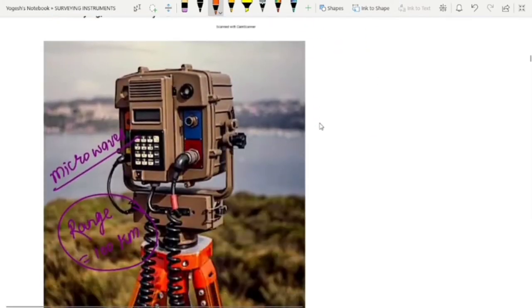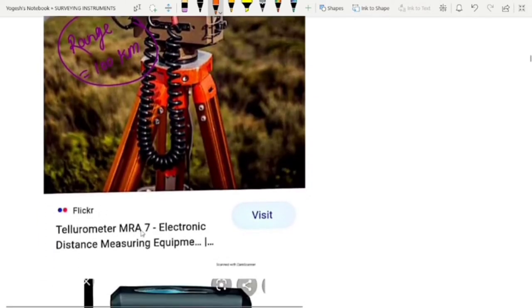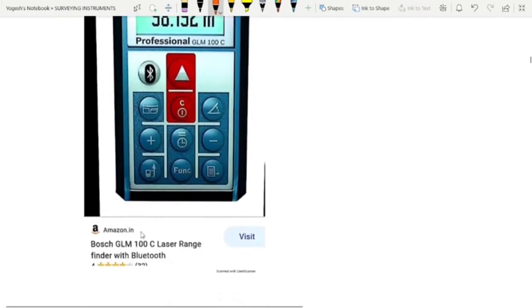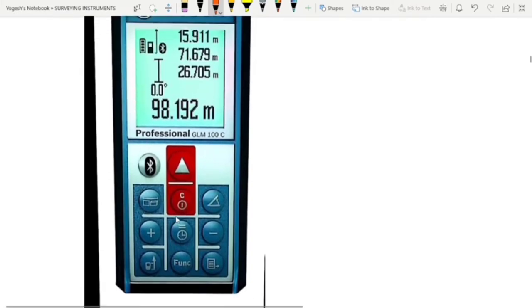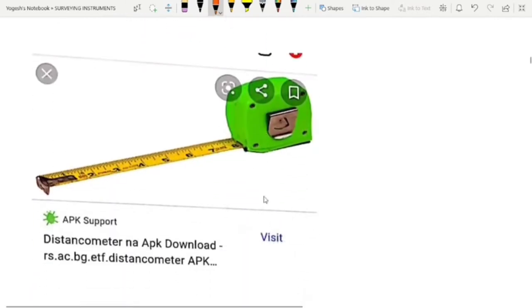This is the tellurometer, whose range is basically 100 km, which uses microwaves as its carrier waves. This is basically the range finder also. This is a company, Bosch. Range finder is there. Basically, a distanceometer is used.